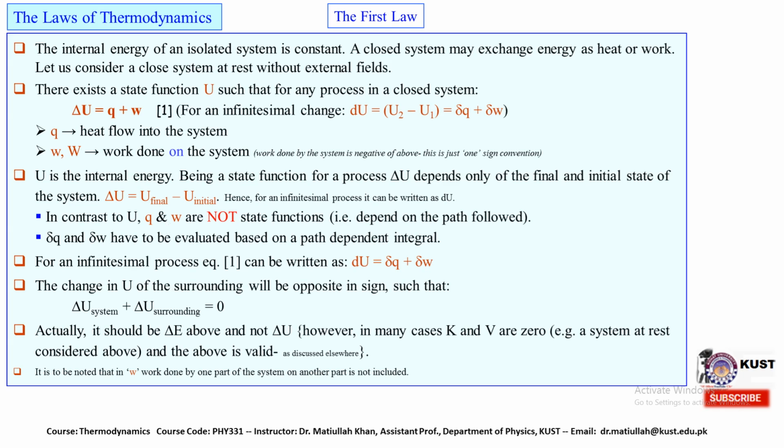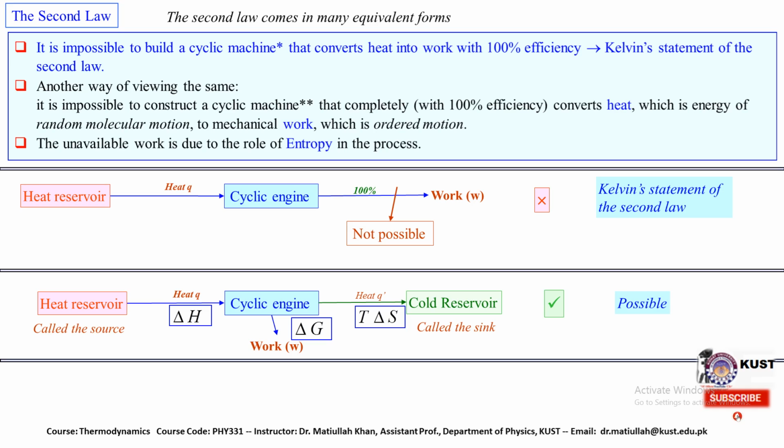done on the system. So internal energy is a state function for any particular process, and it depends only on the final and initial states of that particular system. The change in the internal energy of the surroundings will be opposite in sign. So the change in the internal energy of the system plus the change in the internal energy of the surroundings should be equal to 0. So this is the first law of thermodynamics.